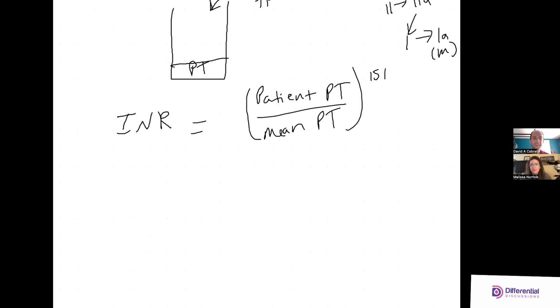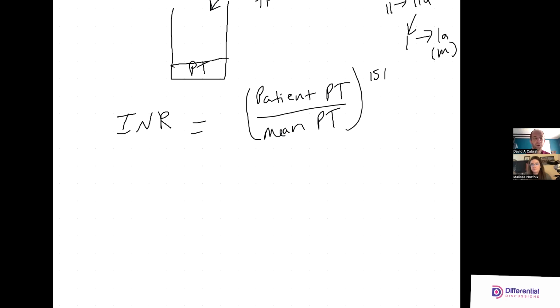So the mean PT is going to change, and the ISI may change, though not always, because sometimes the ISI value is the same and reagents are really similar. But the mean PT has to be established each time there's a new lot of PT, and then you take the ISI value from whatever lot of the PT reagent you're using. The patient PT will change with the patient, but the mean PT and the ISI value help standardize the INR so that physicians can use it to interpret warfarin therapy. The ISI is provided by the manufacturer in the package insert. In my experience, I've been seeing a lot of these be 1.0.